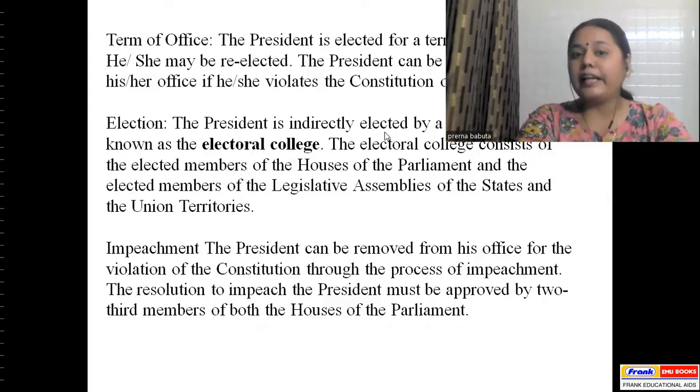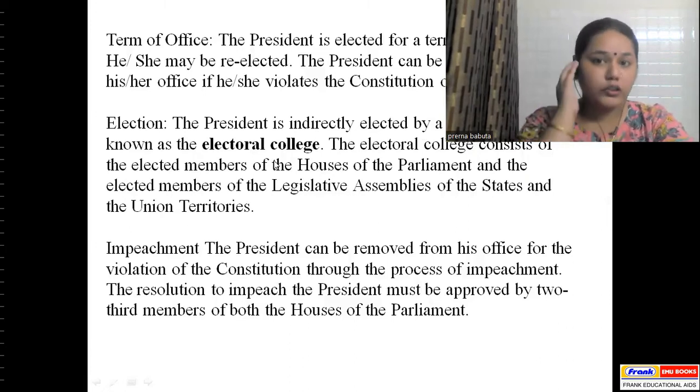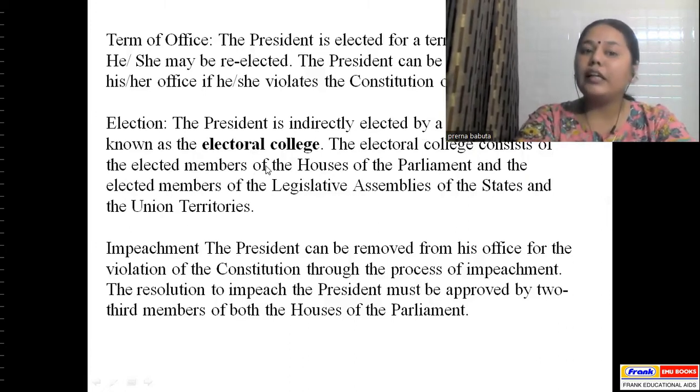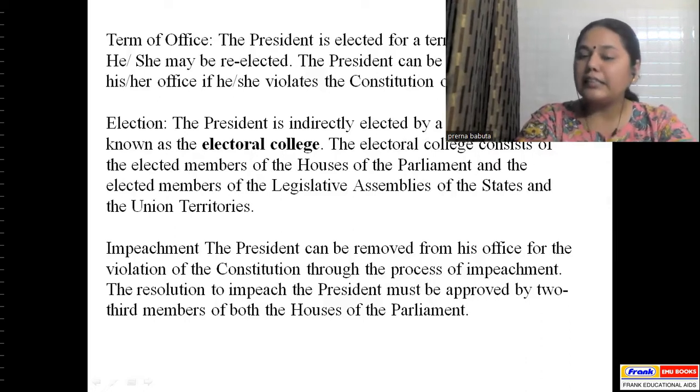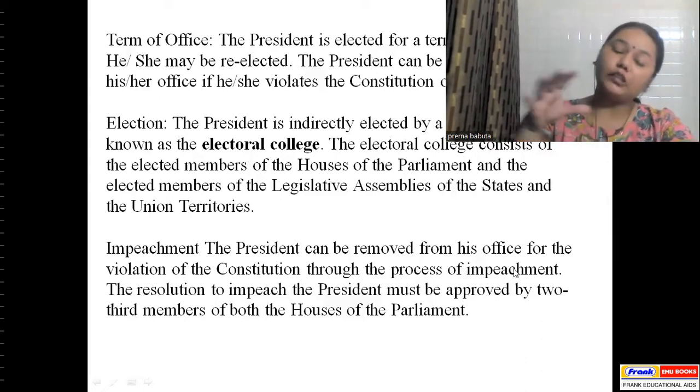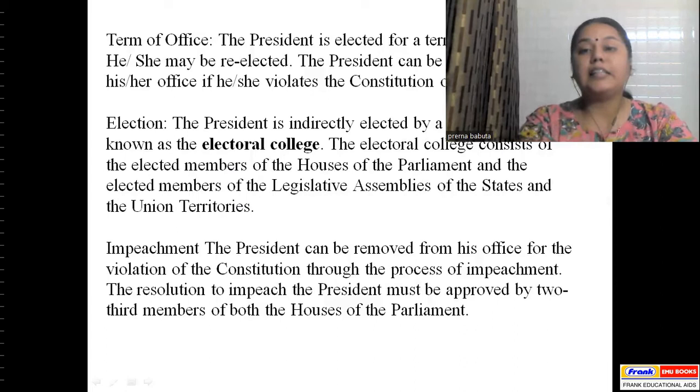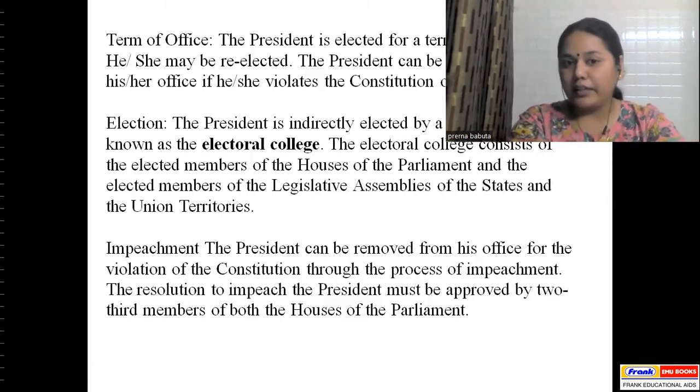Now, how is he elected? He is indirectly elected by a special body known as Electoral College. The Electoral College consists of the elected members of the House of the Parliament, that is from the Lok Sabha, and the elected members of Legislative Assembly of the states and union territories. So this group of people are the ones who elect the president of India.